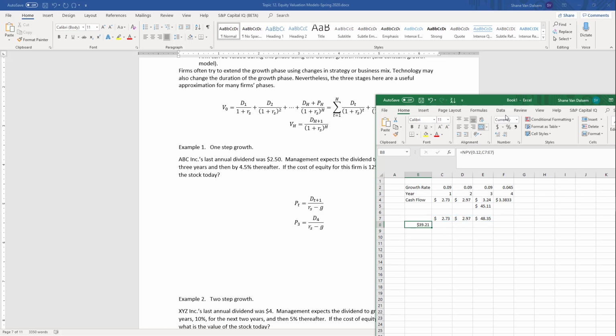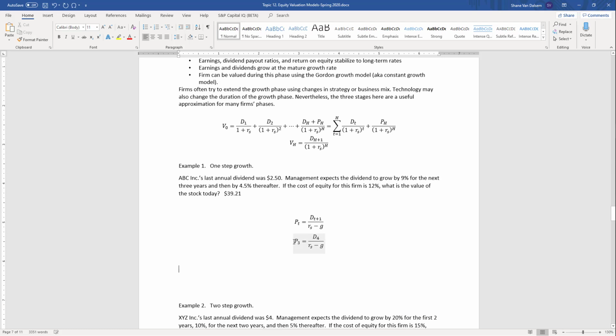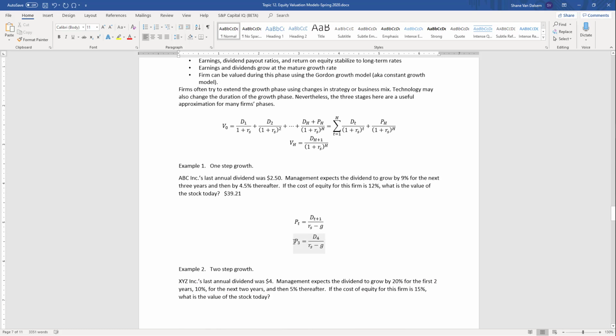Okay. So I found the present value of all the future cash flows up here, discounted back at the required rate of return on equity. So our value here is $39.21. Right. And again, let me know if you have any questions on how to calculate that.